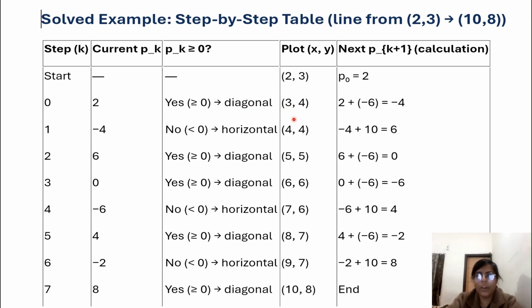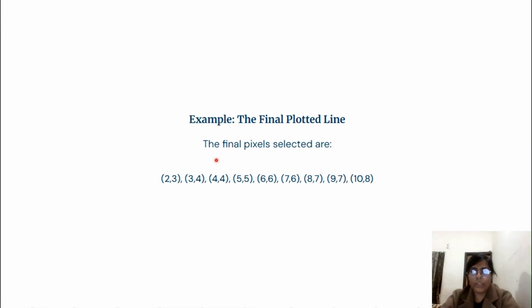For moving diagonally, we increment the value of both x and y. Now the new value of the decision parameter is minus 4. So we move only horizontally, so the increment would be only on the x side. And this will go on till we reach the endpoint. The final plotted points are (2, 3), (3, 4), (4, 5), (5, 5), (6, 6), (7, 6), (8, 7), (9, 7), and (10, 8). So the line will be plotted based on these points.